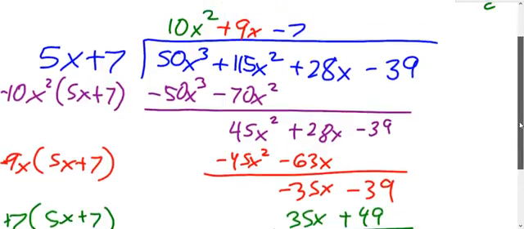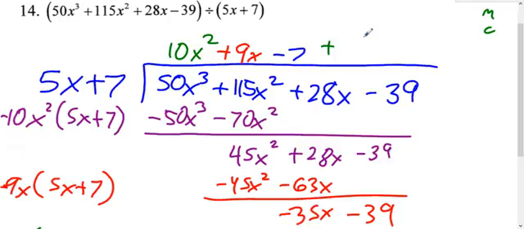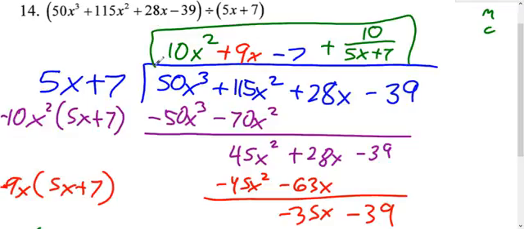So we go back, we put our remainder over the original divisor. And that's our answer.